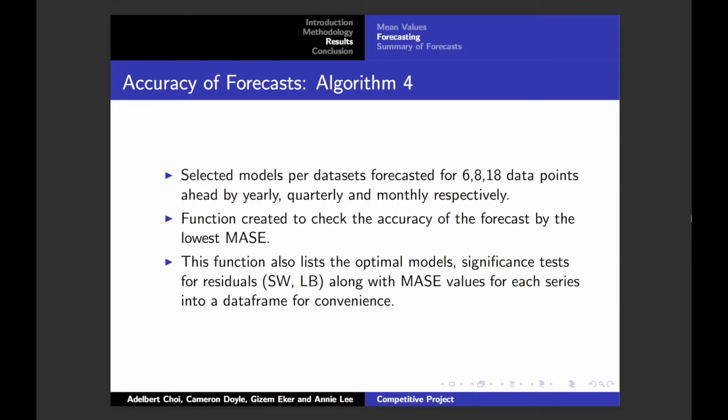An algorithm was also created to forecast using the selected optimal model for 6, 8, and 18 data points ahead for yearly, quarterly, and monthly series respectively. Each model's accuracy was based on the MAC of the forecast, and this value was stored in our output data frame, which also included the specification of the optimal model, i.e., additive, multiplicative, or neutral factors, and the significance test results for the Shapiro-Wilk test and Young-Buck's significance tests.